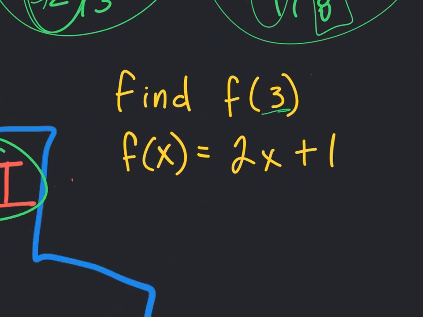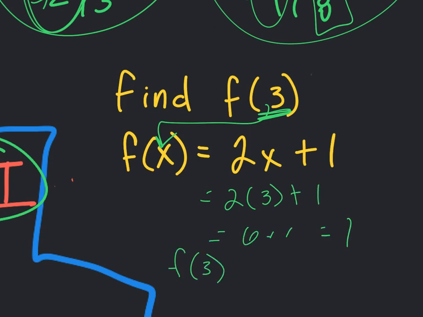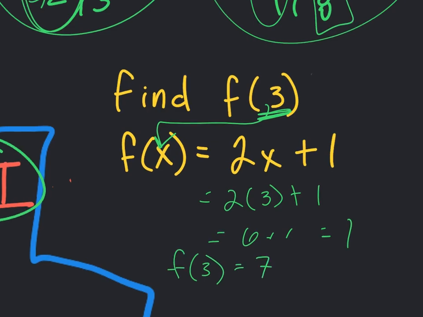Now, if it were to tell me to find f of 3, that means everywhere that I have an x, I write a 3. So I would just say 2 times 3 plus 1, that's 6 plus 1, which is 7. So I know f of 3 equals 7.